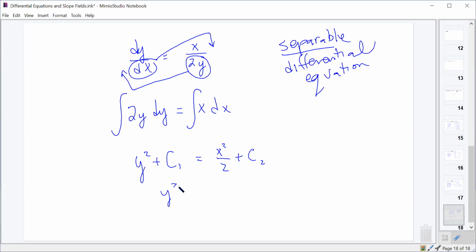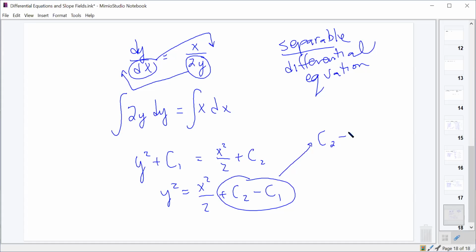Why is that? Well, because I could write it like this: y squared equals x squared over 2 plus c2 minus c1. Right? And what's c2 minus c1? A constant. It's just some constant, right? And all we're going to eventually do is find a constant if we have an initial condition, which we don't in this one. So normally we only put the constant on the side with the x.